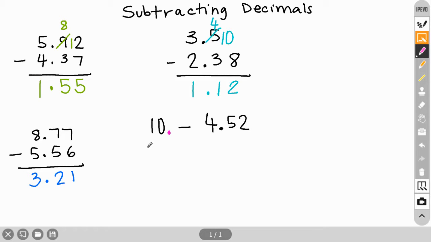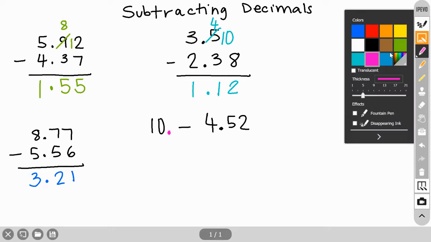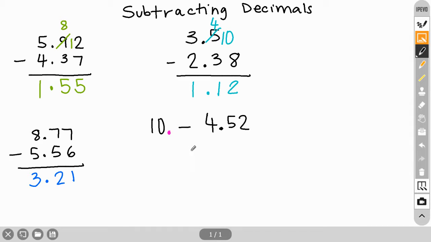Now you can start, but be careful again. We are taking away, what are we starting with? We are starting with the 10 decimal point, and I'm going to take away this. So this one is at the bottom. Be careful, okay? So 10, take away 4.52. So it's 10 take away 4 and 52.